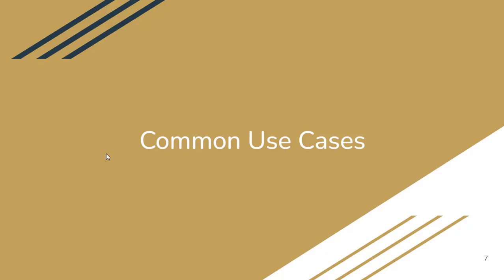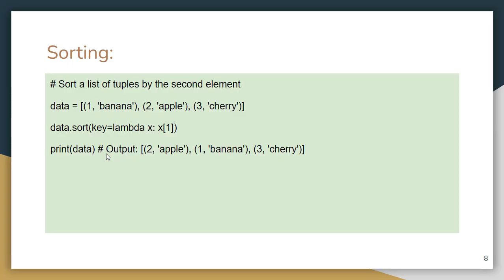Let's see common use cases of the lambda function. We can use a lambda function during sorting. Here we are going to sort a list of tuples by the second element, not the first element. That is, of 1, 2, 3, the second element, that is, sort by text.